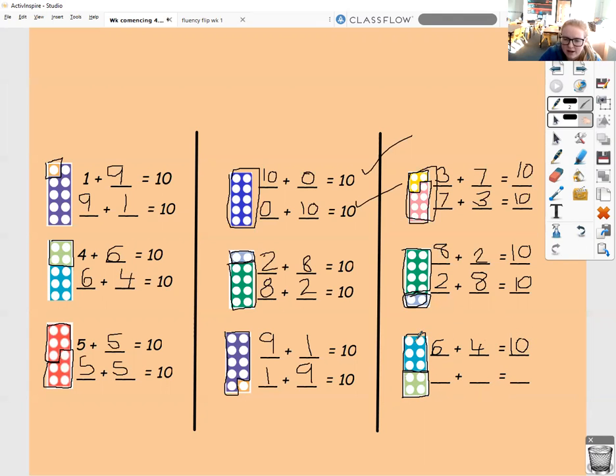And now our fact family. So we've got our number sentence here. Our fact family is we're going to start with this piece of Numicon first. 4 plus how many more? 6 more equals 10.